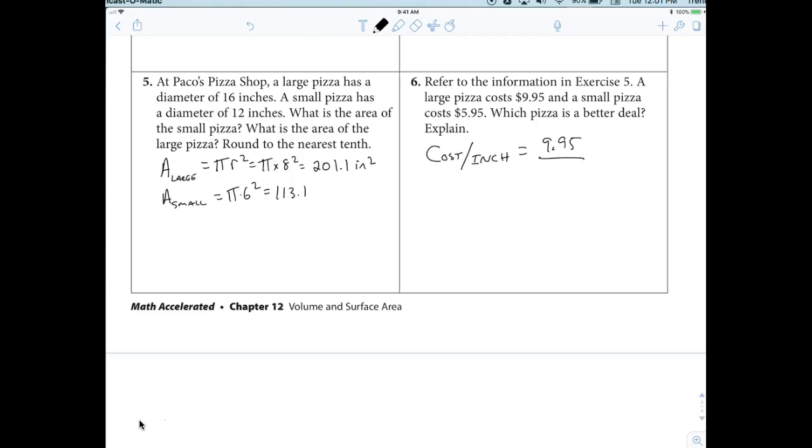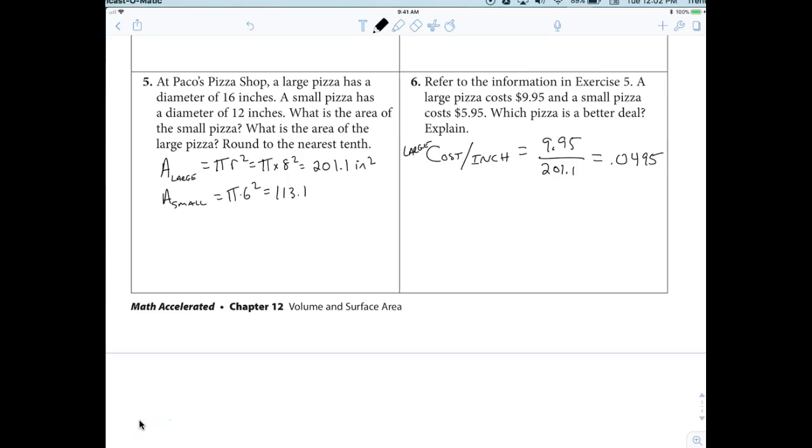That is correct. 201.1, which is equal to 0.049. 0.0495. Okay, so that looks like about 5 cents per inch. Is everybody good on that? Does that make sense? This is for the large. And now we're going to find out for the small.